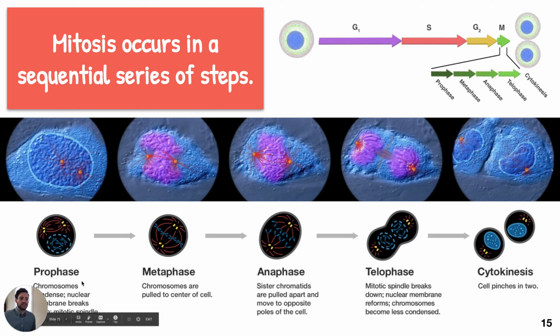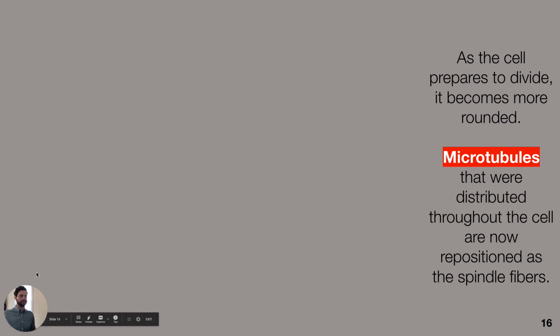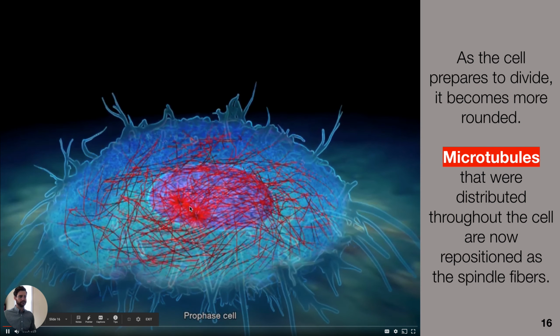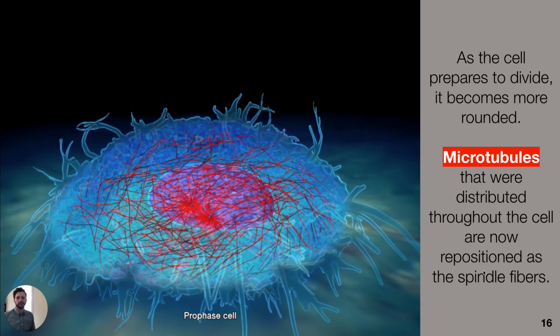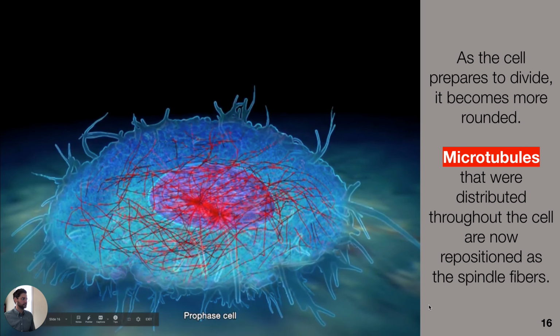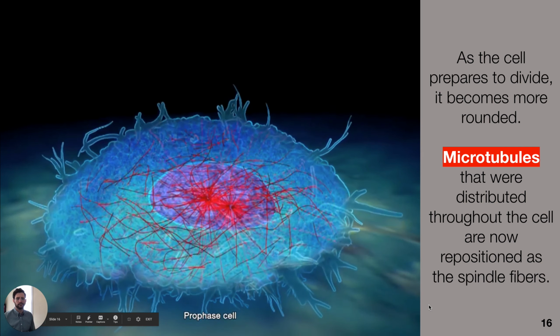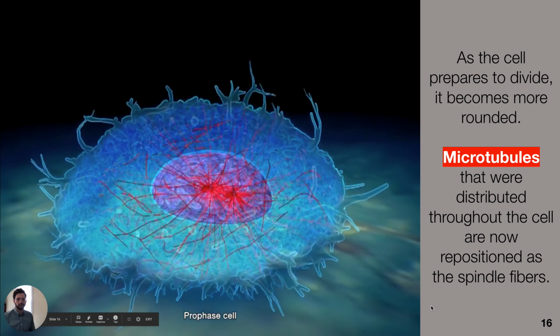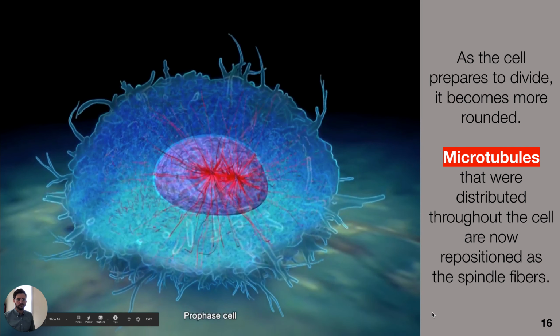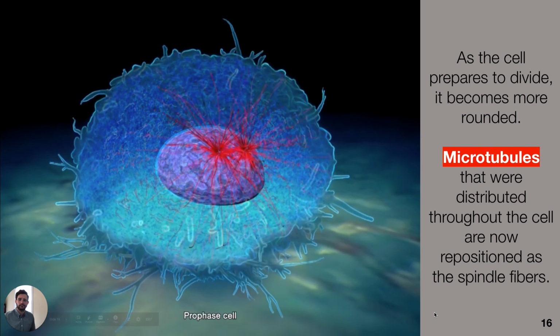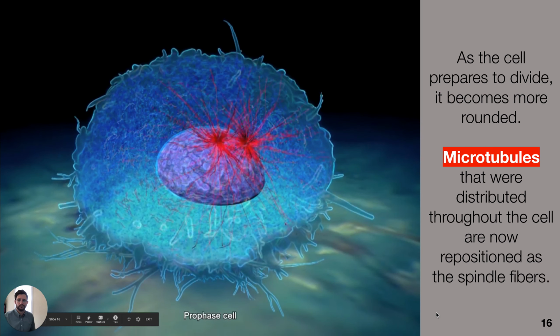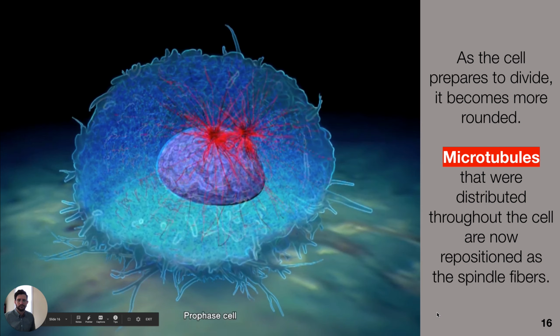All right, so let's start with prophase. Cells can form many shapes, depending on their function. A common feature of cells entering mitosis is the rounding up of the cell into a sphere. Centrosome organelles and their microtubule fibers then migrate around the nucleus to the opposite poles of the cell.